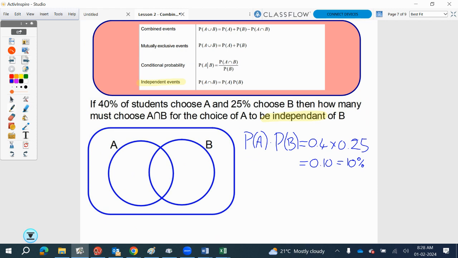Okay, let me just look through the other ones. Mutually exclusive events. That means if you choose A, you can't choose B. If you choose B, you can't choose A. How would that look as a Venn diagram? Try and draw a Venn diagram to describe this event.